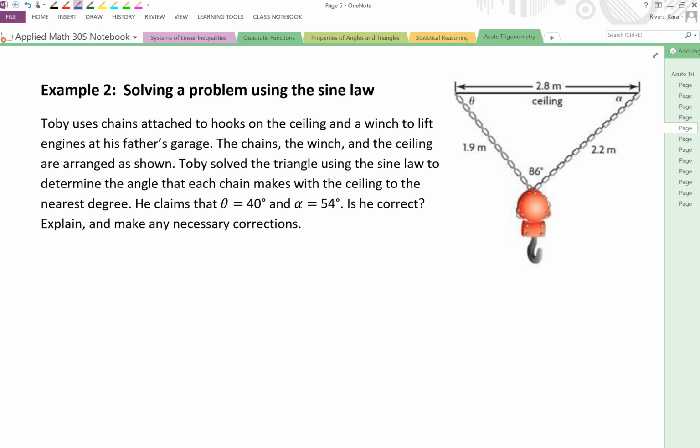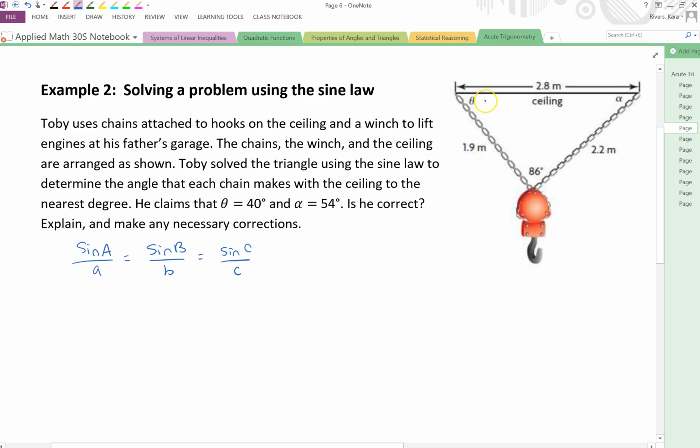So in order to solve this, we're going to actually do this 2 times. We're going to use the sine law 2 times. Once to solve for theta and once to solve for alpha. Because I'm solving for the angle, I'm going to use the flipped over version of the sine law. So that's angle A on top. So sine of angle A over side a is equal to sine of angle B over side b, and sine of angle C over side c. Let's start by solving for theta.